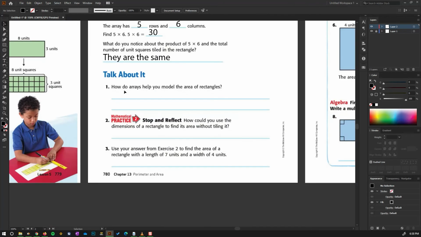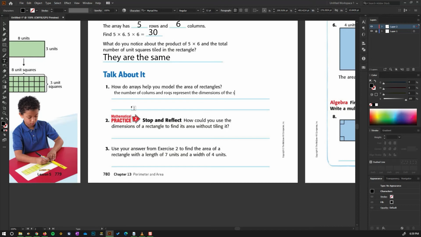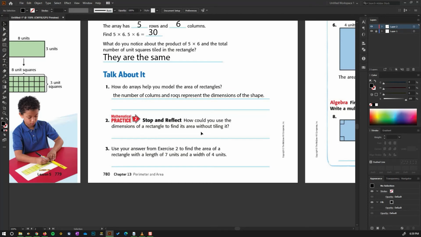Okay, so how do arrays help you model the area of rectangles? Well, the number of columns and rows represent the dimensions of the shape. And knowing that means we can simply multiply to find the answer.